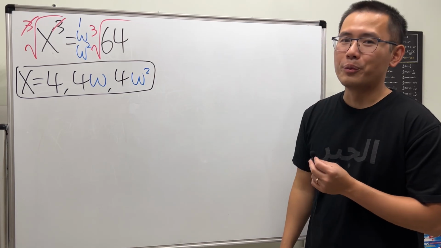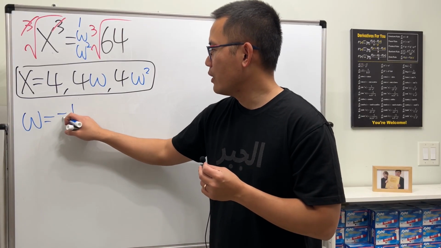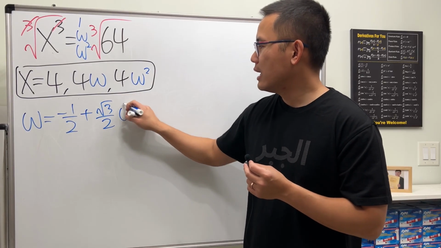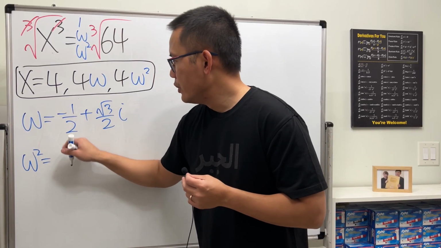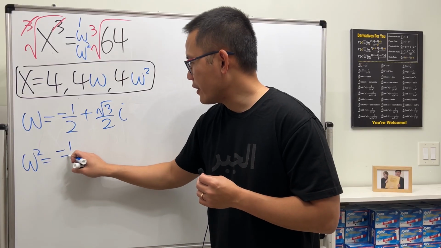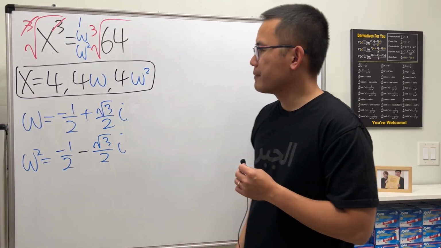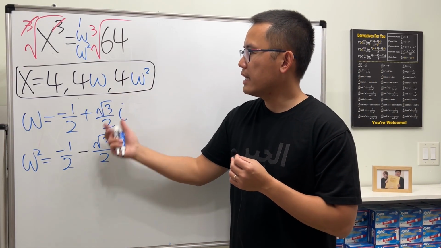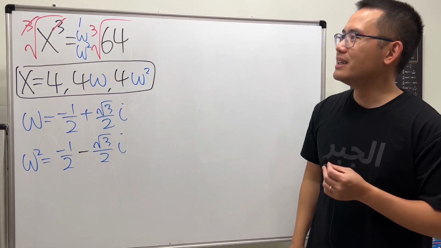So what in the world is omega? Let me write this down for you guys. Omega is equal to negative 1 over 2 plus square root of 3 over 2 i. It's a complex number. And then for omega squared, you can just square and expand it. You will end up with negative 1/2 minus square root of 3 over 2 i. So now you can just go ahead and plug in omega and omega squared into this and that, and then multiply the 4, and you end up with all 3 solutions. And I'll leave that to you.